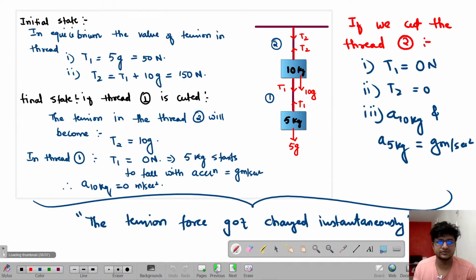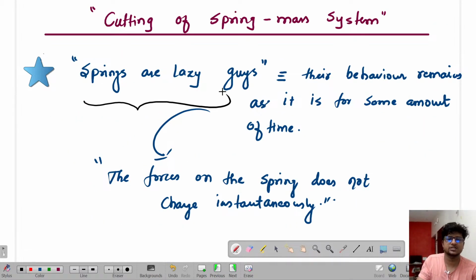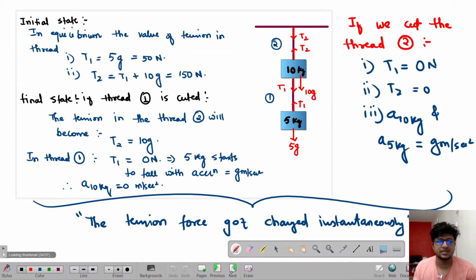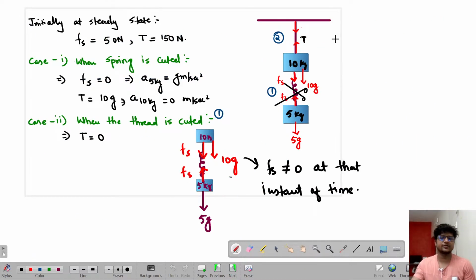Why? Because as we have said, springs are what kind of objects? Lazy guys. Means their forces will not change instantaneously. Means when you cut the thread, it will not change. But when I cut the spring, it got changed. Clear? So spring force will not become 0, and Fs is 50 Newton. As Fs is 50 Newton, this 50 Newton is balancing this 50 Newton.